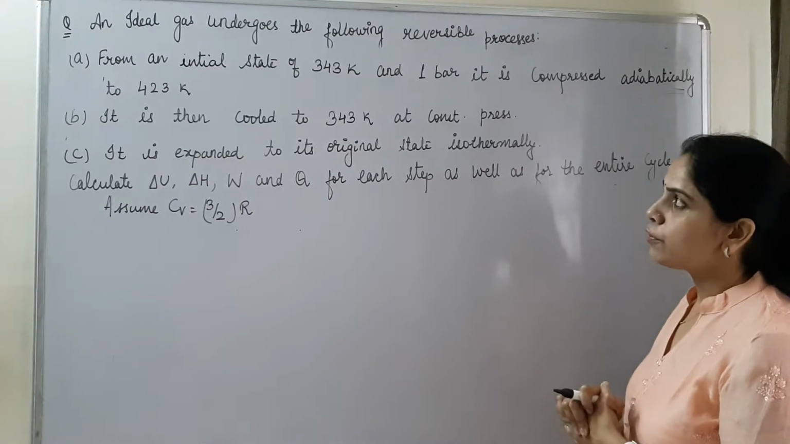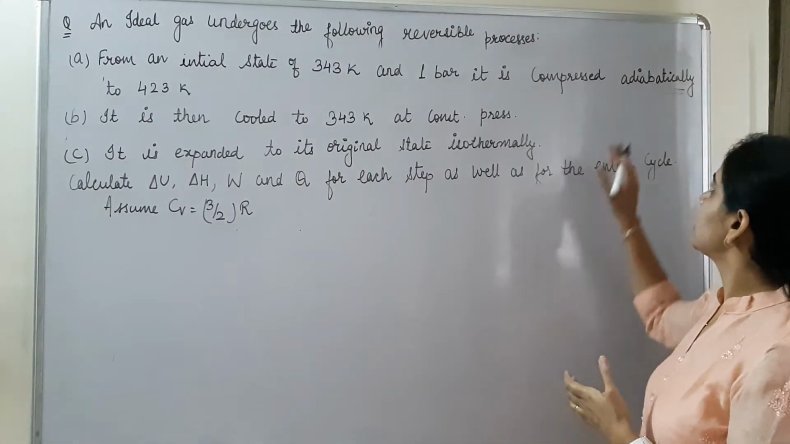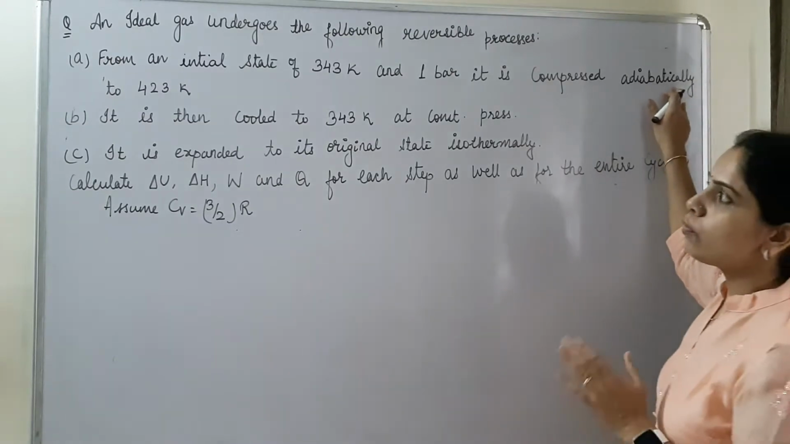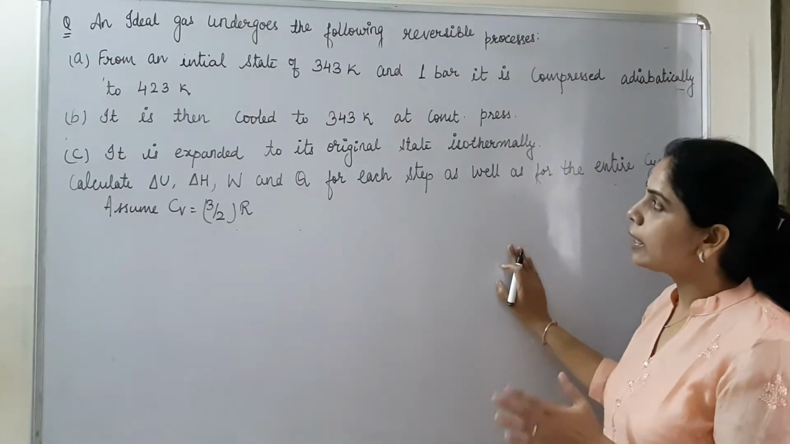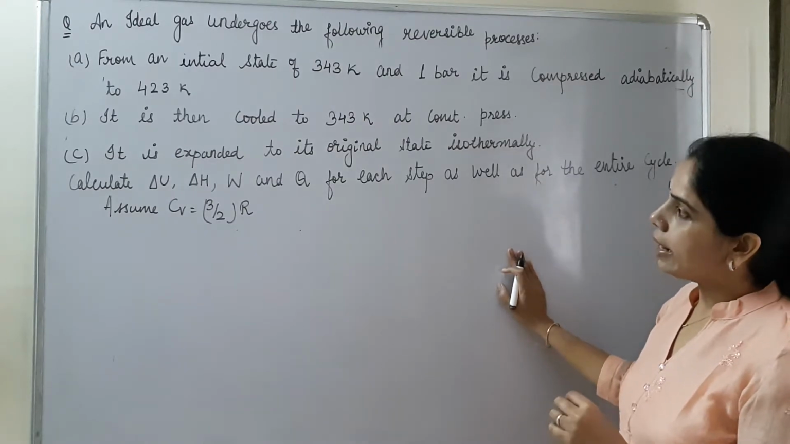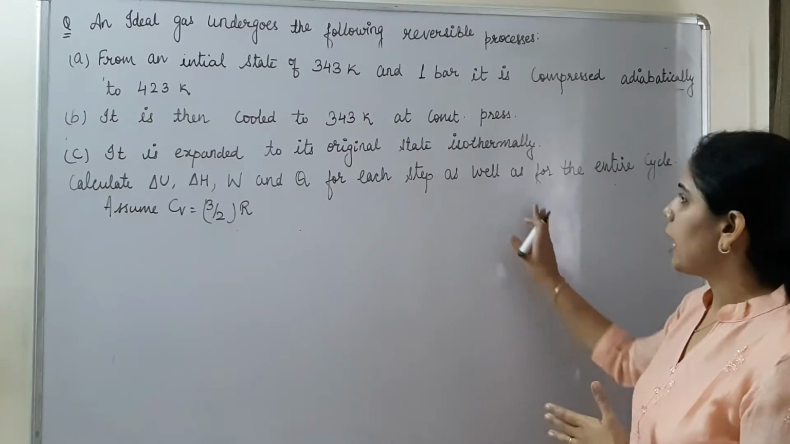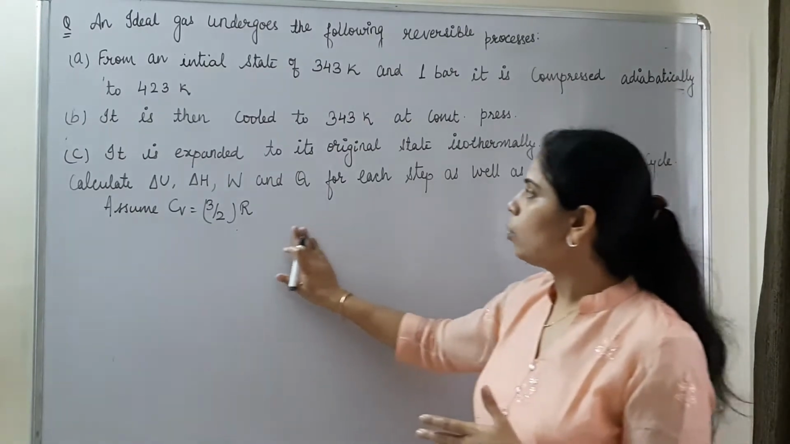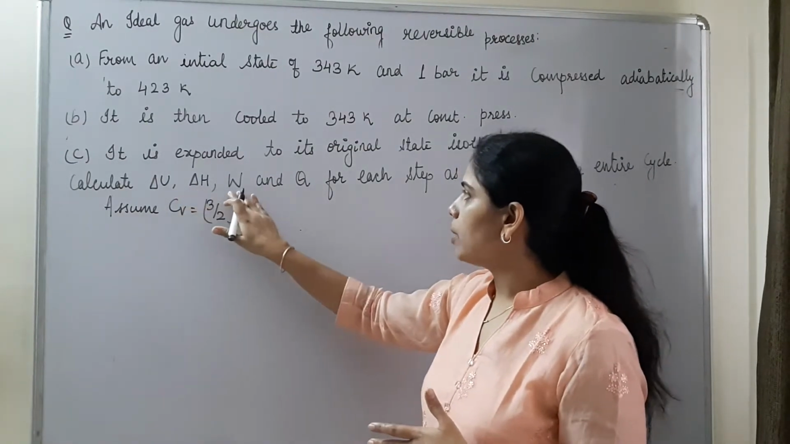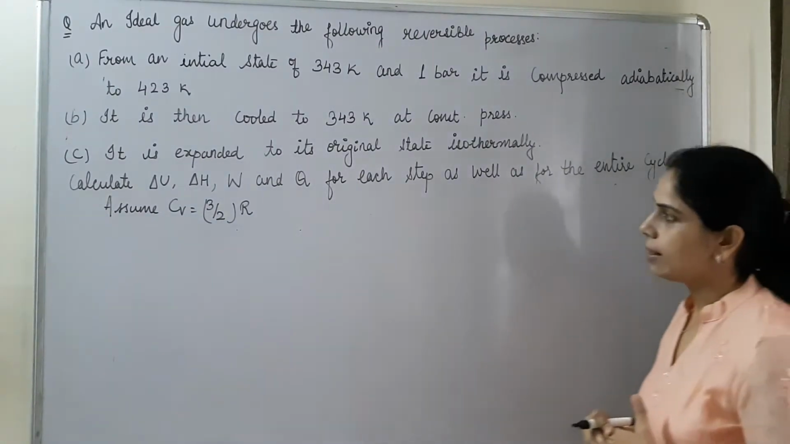The first one is from an initial state of 343 Kelvin and 1 bar, it is compressed adiabatically to 423 Kelvin. It is then cooled to 343 Kelvin at constant pressure, and the last one is it is expanded to its original state isothermally, and we need to find out delta U, delta H, W and Q for each step as well as for the entire cycle.